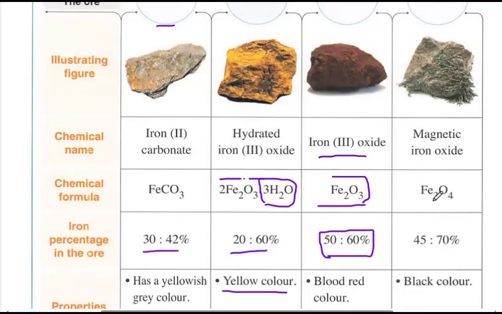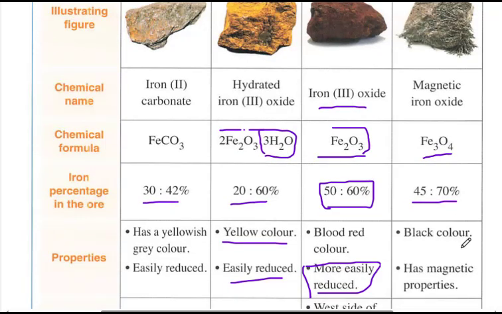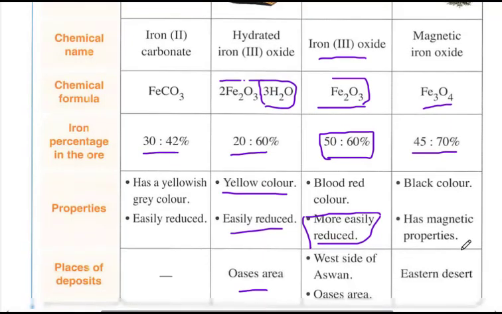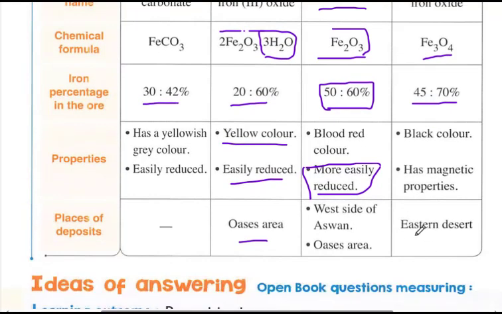Its composition is a mixture of ferrous oxide and ferric oxide, FeO and Fe2O3. So we'll speak about this afterward. The percentage of it is 45 to 70%. It has a black color. It has magnetic properties. It exists in the eastern desert.